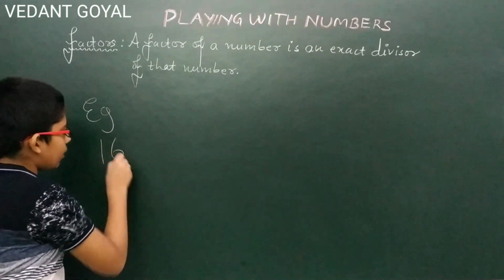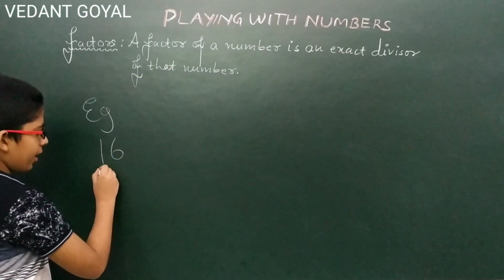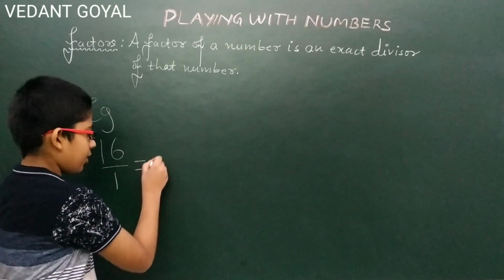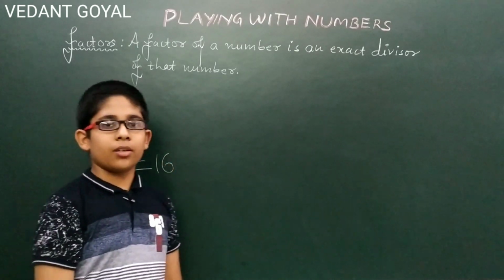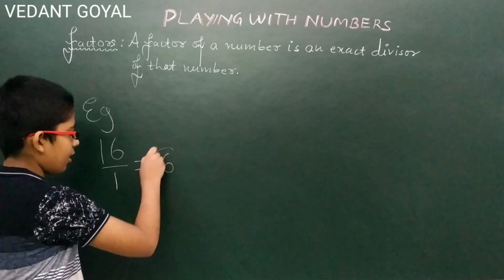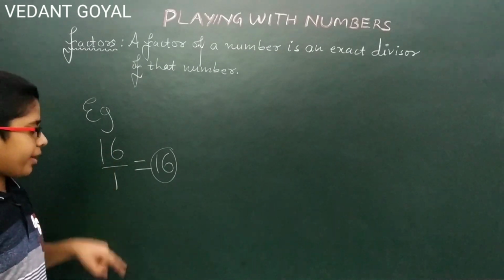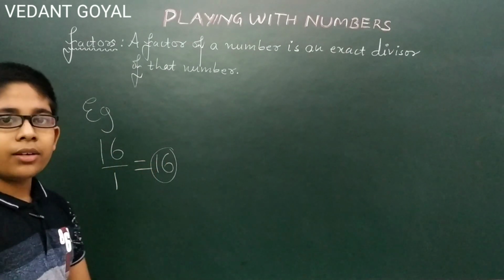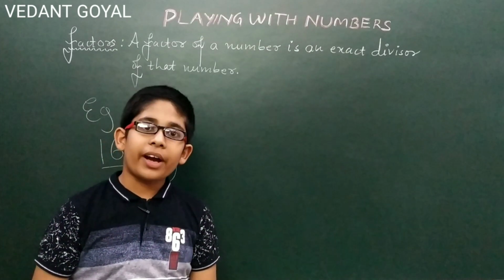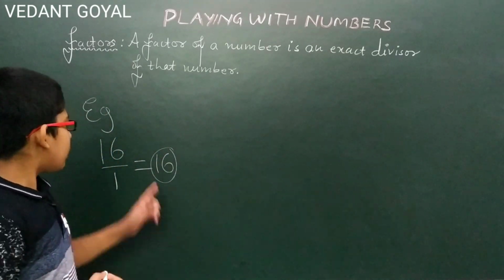So in 16, first we will check if 16 is divisible by 1 or not. If we divide 16 by 1, we will get 16 and nothing as a remainder. So 1 is the factor of 16 and 16 itself is the factor of 16, because if we divide 16 by 16, then we will get 1. So the quotient will also be a divisor of the number.